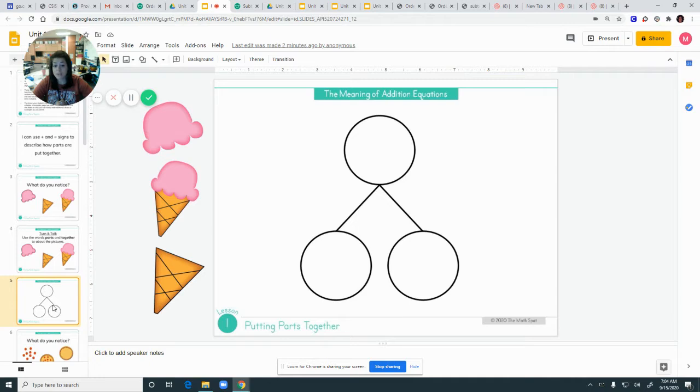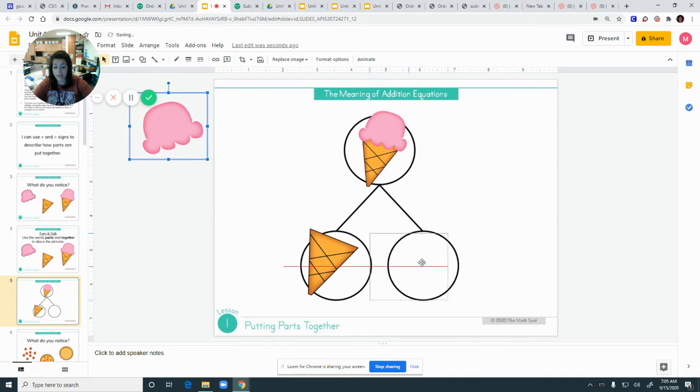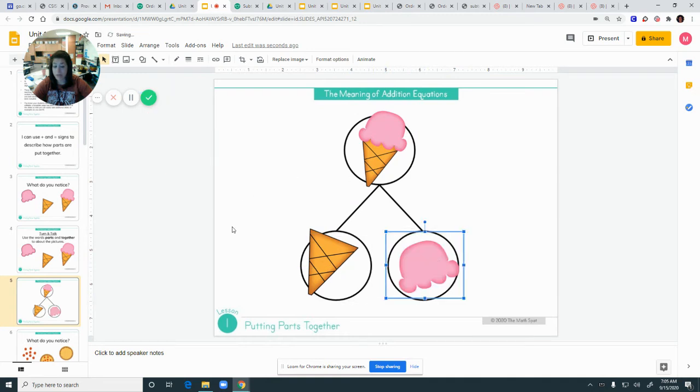If I look at that using a number bond, remember, our whole is at the top of our number bond. So our whole is our ice cream cone. Okay, that's our whole. Well, how did I make that ice cream cone? Well, I put a cone and an ice cream together. And when I put those two pieces together, I get my ice cream cone.